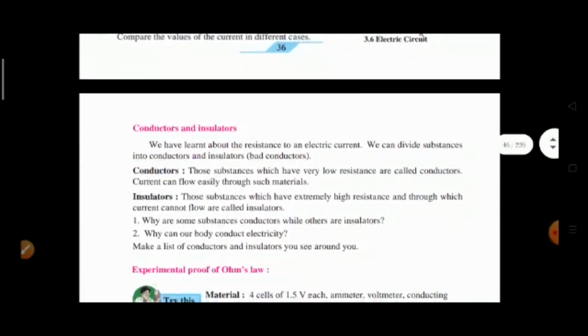Now moving on to conductors and insulators. Conductors are those substances which have very low resistance, whereas insulators are those substances which have extremely high resistance and through which current cannot flow.